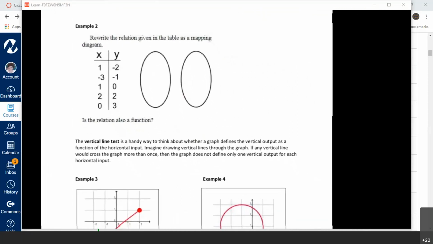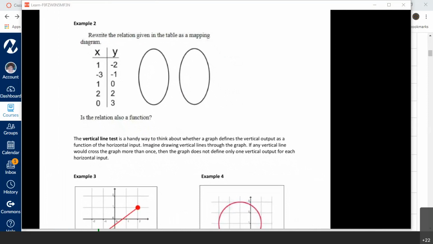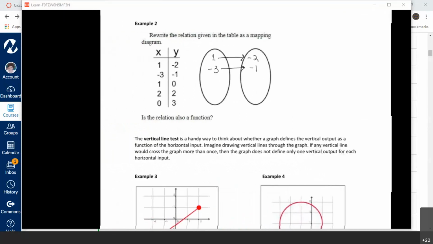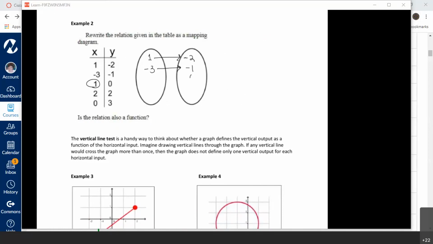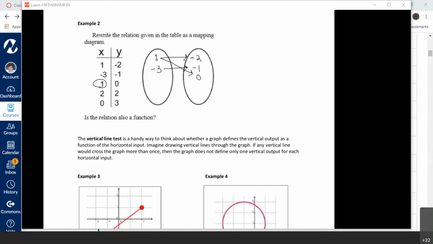Right here, we're going to do it the other way around. We're going to start with a list of ordered pairs. Okay, and we're going to draw a mapping diagram. Okay, so here I have a 1, and it maps to a -2. I have a -3 that maps to a -1. And here's 1 again. Everybody see this? One is showing up a second time, only this time it's mapping to a different output value, 0. Then I have 2 mapping to 2 and 0 mapping to 3.